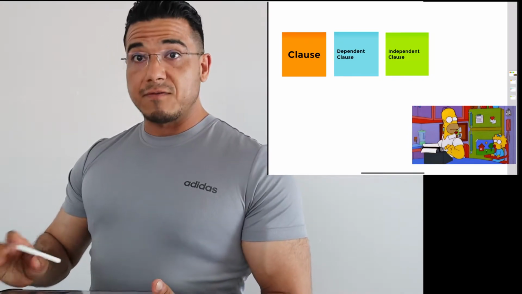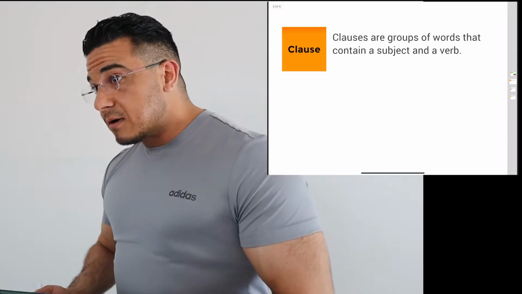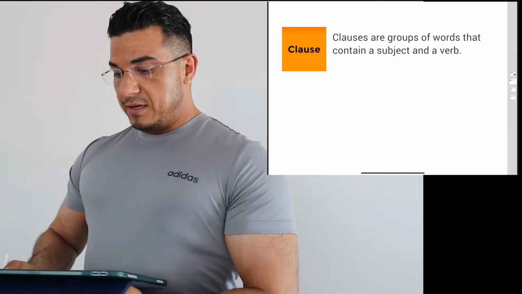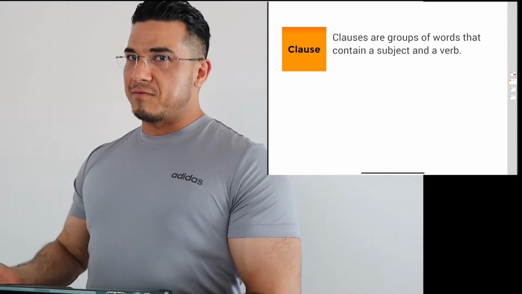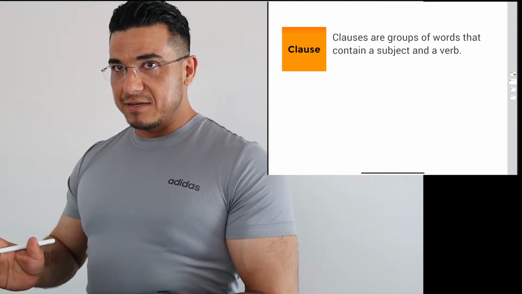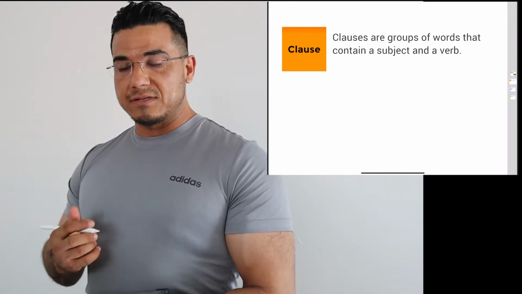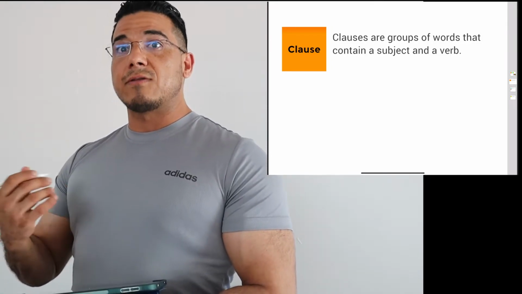First thing we're going to want to do is break down what a clause is. Hopefully you're able to see that on your screen. Here, clauses are really just groups of words that contain a subject and a verb. So in essence, they are just a complete sentence, right? A complete thought is sometimes how they are defined or how they are expressed.